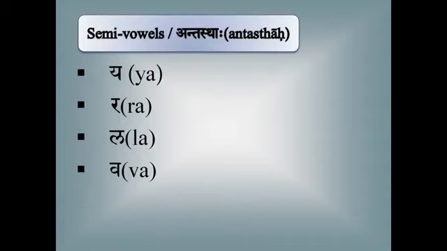Why are they called semi-vowels? Because they are in between the vowels and the consonants. That's why they are called semi-vowels. Ante tishtati iti antastaha. In between. They cannot be classified as vowels or consonants. Therefore, in between, antastaha. So, ya, ra, la, va. These are the 4 semi-vowels.